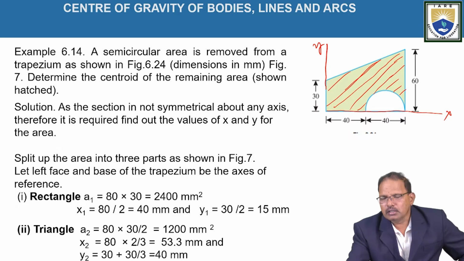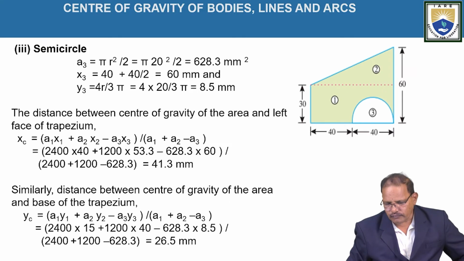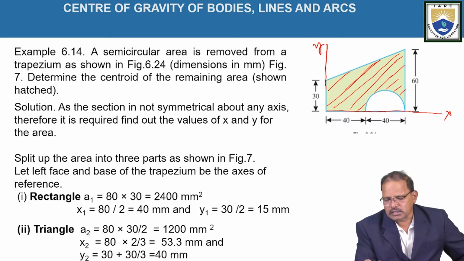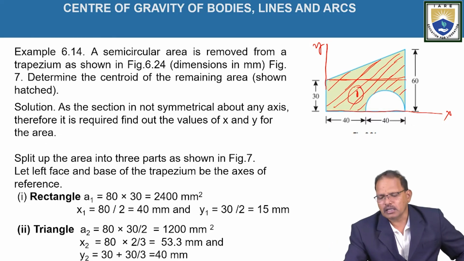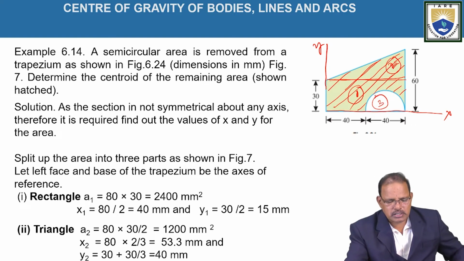Now divide this figure into some regular objects like rectangle, triangle, as well as semicircle, as shown in the figure now. Like this. Here, if you take one line like this, the first figure is a rectangle, the second figure is a triangle, and the third figure is a removed part in the form of a semicircle.